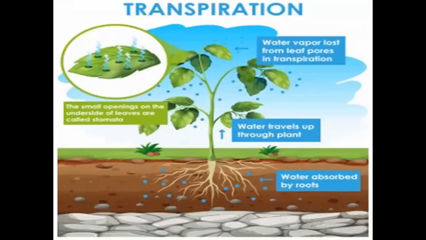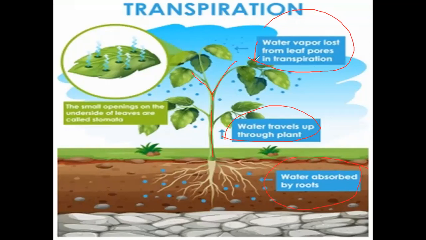Transpiration. What is transpiration? All of you know that the plant absorbs water through the roots. This water travels up through the plant to the stem and then to the leaves. At the level of the leaves, water vapor is lost through the process of transpiration.